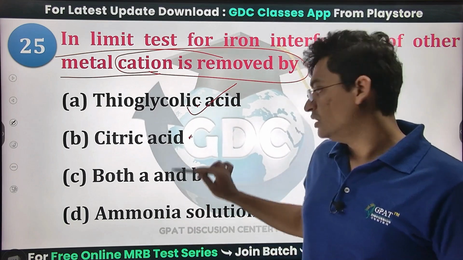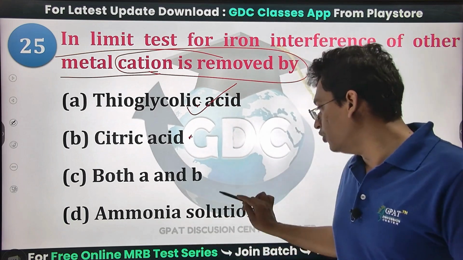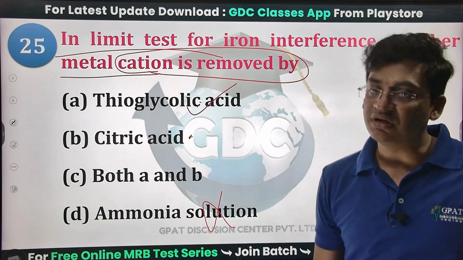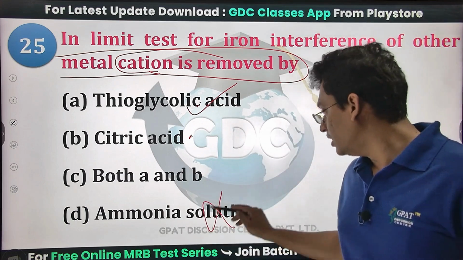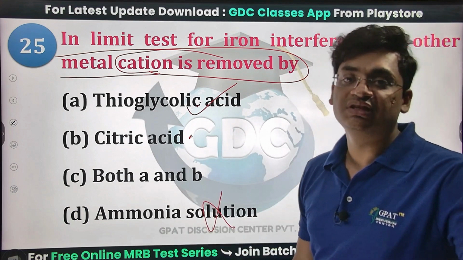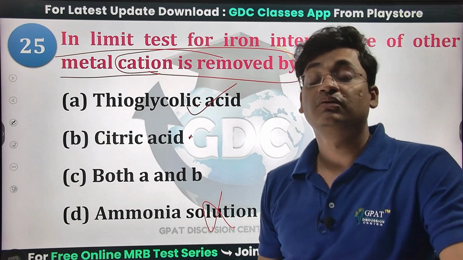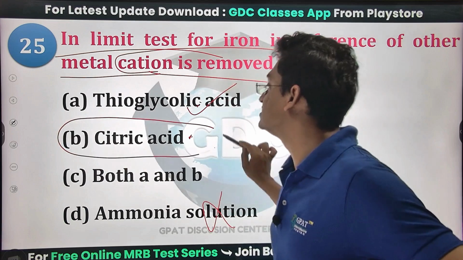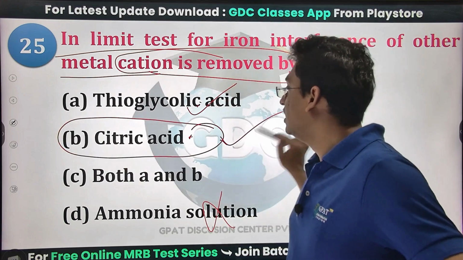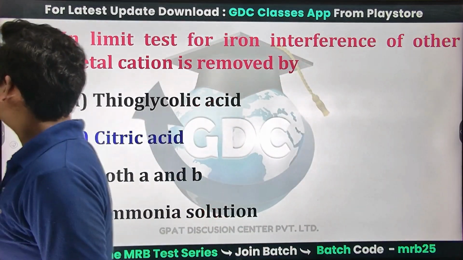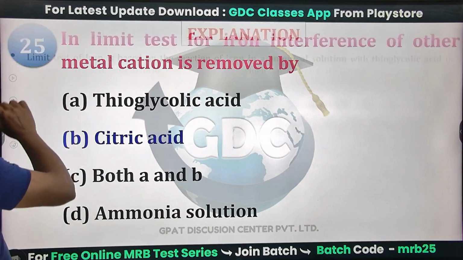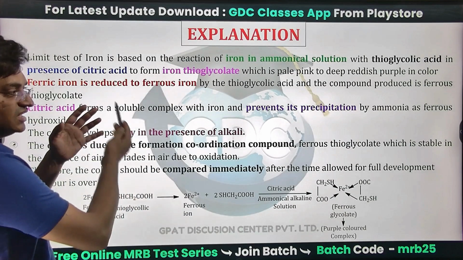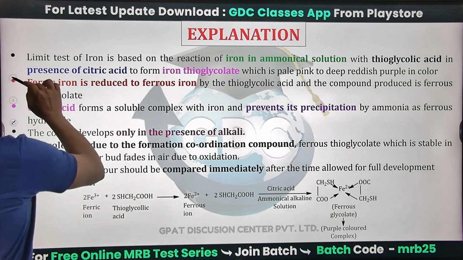Citric acid, both A and B, ammonia. Ammonia generally produces alkaline medium only, no reaction at all. But this ammonia can react with this Fe2+ ion to form ammonium ferrous hydroxide, and thus this citric acid we use to prevent this reaction. So citric acid will be the right answer. We have seen this expression so many times. So let's move to the next question.